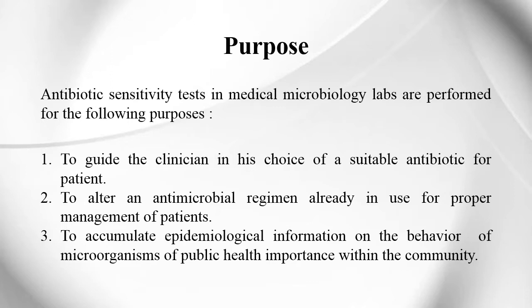Okay, the third objective is to accumulate epidemiological information on the behavior of microorganisms of public health importance within the community. Again, this comes back to epidemiology, which means surveillance and antimicrobial resistance. From the data you get from AST, usually a responsible agency will collect that information and start to study it. From there, they can pull out information such as whether a particular community is resistant to a particular antibiotic or not. And sometimes from the data, you can also figure out whether a particular community is misusing antibiotics or not.